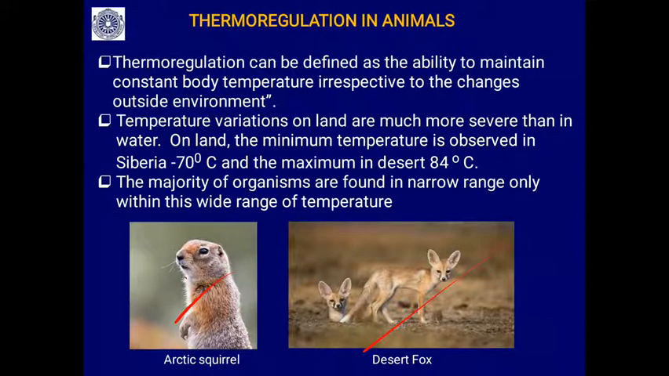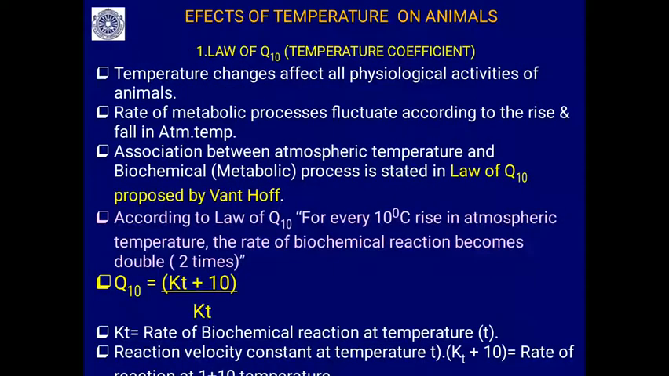They usually live in a narrow range of temperature, between 10 degrees to 30 or 40 degrees. In this range you will find the maximum number of animals living. So, how does temperature affect animals? It is explained in the law of Q10, also called the temperature coefficient.